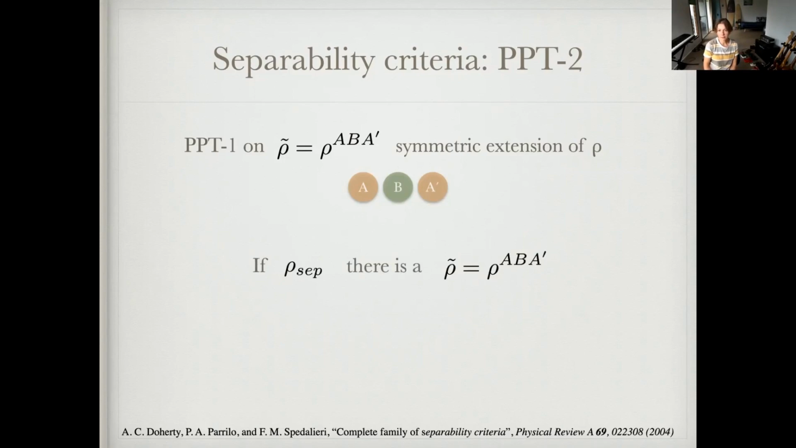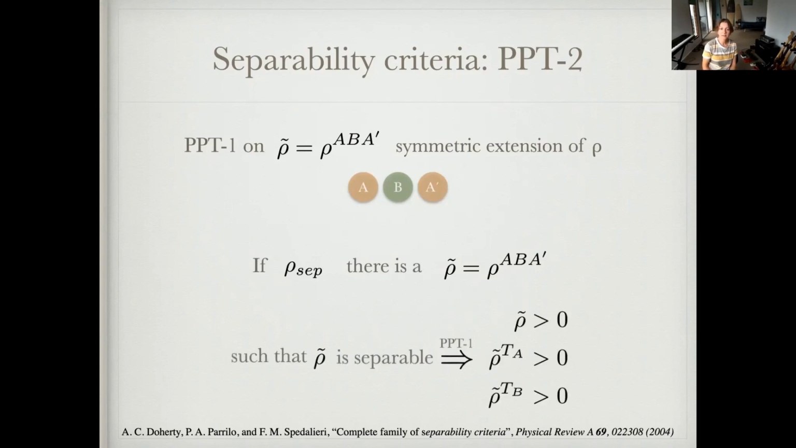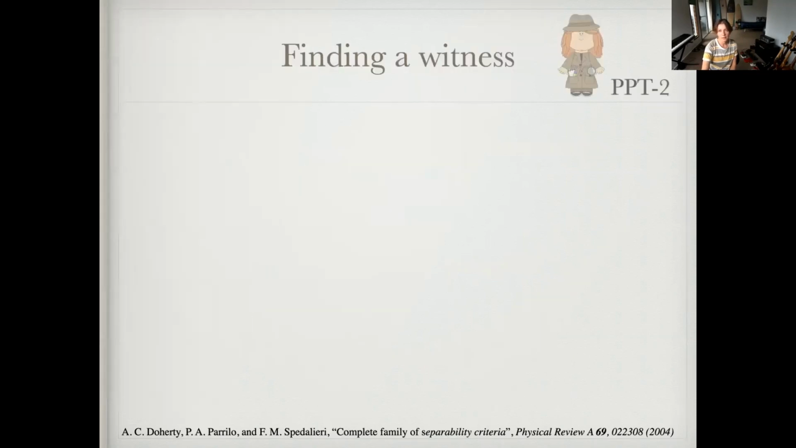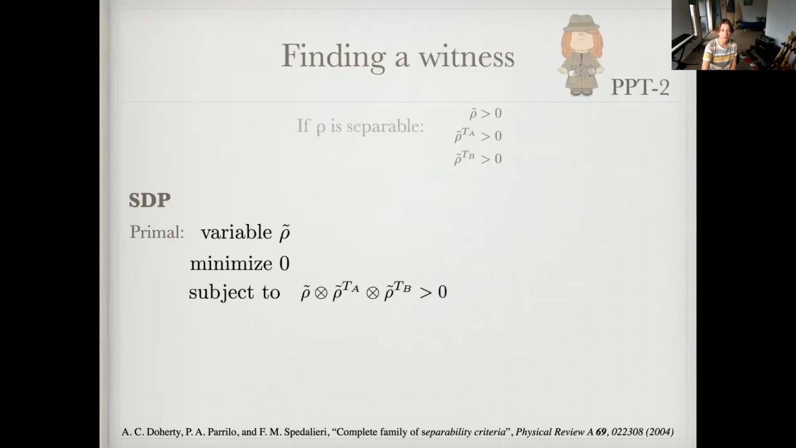If rho is separable, then there exists a symmetric extension of rho such that this symmetric extension is separable. And then you apply PPT and you have these conditions. So now you have more conditions. You don't have just that rho is positive and rho TA is positive, but also, if rho is separable, you have more conditions.